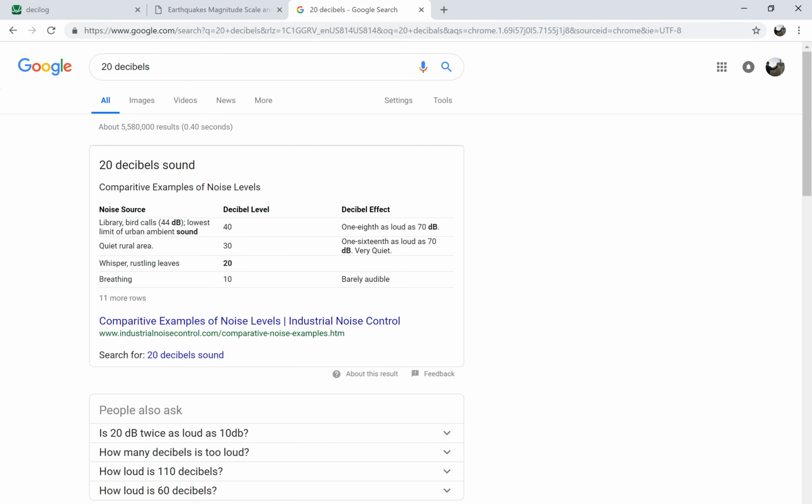Okay, so you can see here it says library bird calls are 40, 40, 44. Pretty light, quiet rural area. 30 whisper, rustling leaves is 20 decibels. So that's pretty quiet, and you don't hear a whole lot there.